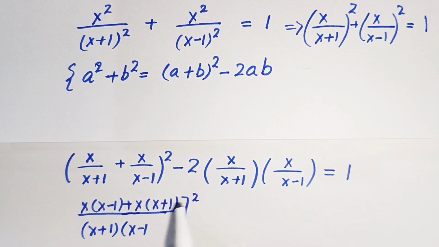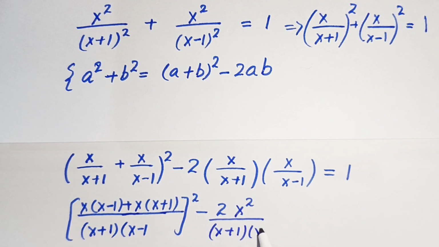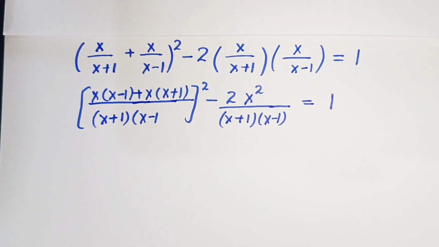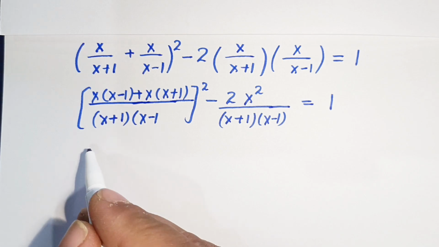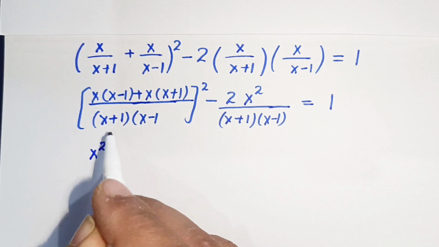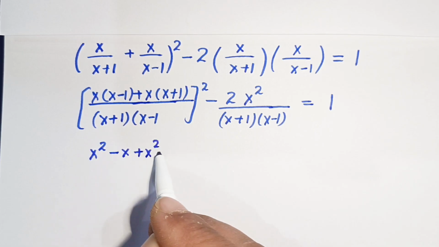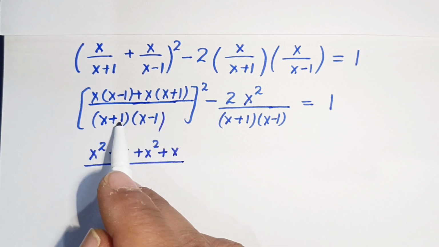So now here (whole squared) minus 2 times x times x is x squared over (x plus 1) times (x minus 1), which is equal to 1. So here our next step will be that we multiply x times x, we get x squared, x times minus 1 we get minus x, and similarly plus x squared, and plus x times 1 is x, all over... Here we just write it as a plus b and a minus b.